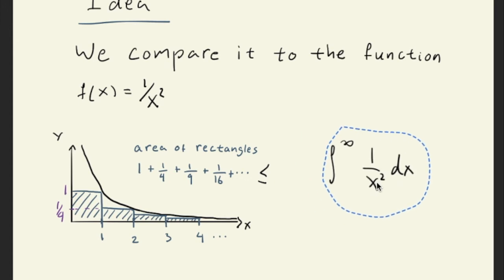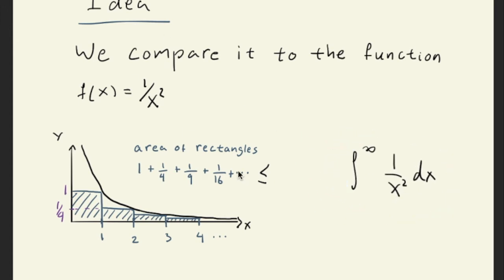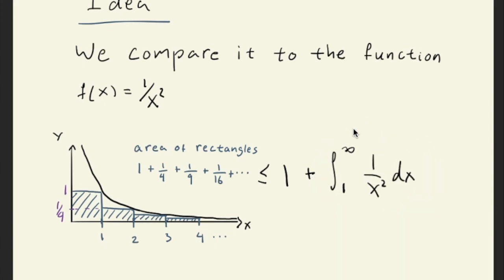So you know that this is smaller or equal than 1, that's the first rectangle, plus, now all the other rectangles you can bound by the integral from 1 to infinity of 1 over x squared dx. So we needed to ignore the first rectangle. This is pretty subtle, so I'm trying to explain slowly because I remember being very confused and doing this wrong when I was trying to understand these things.